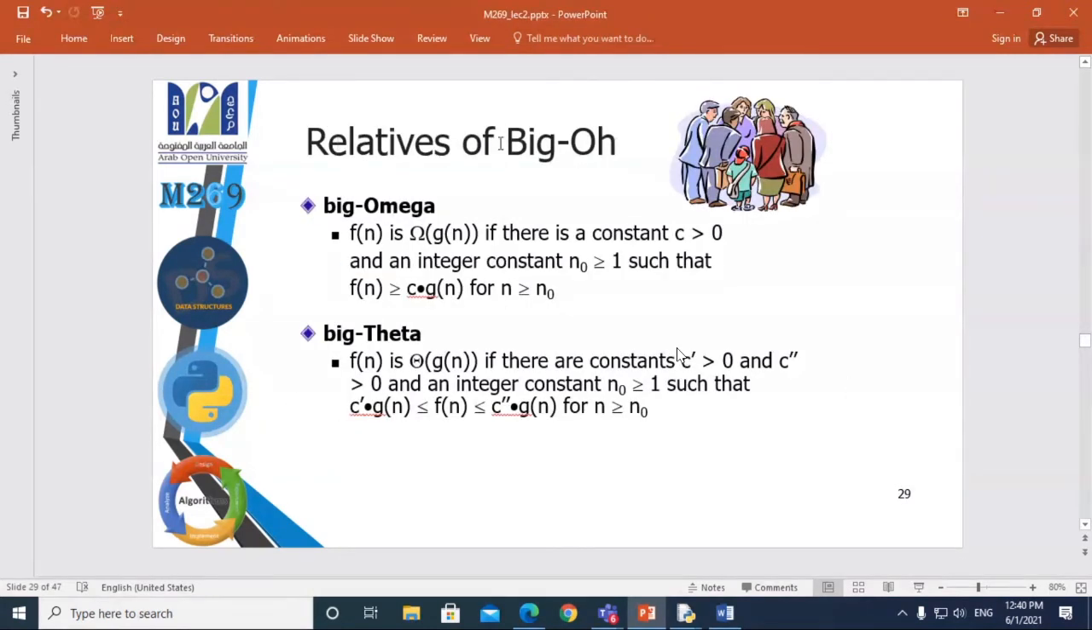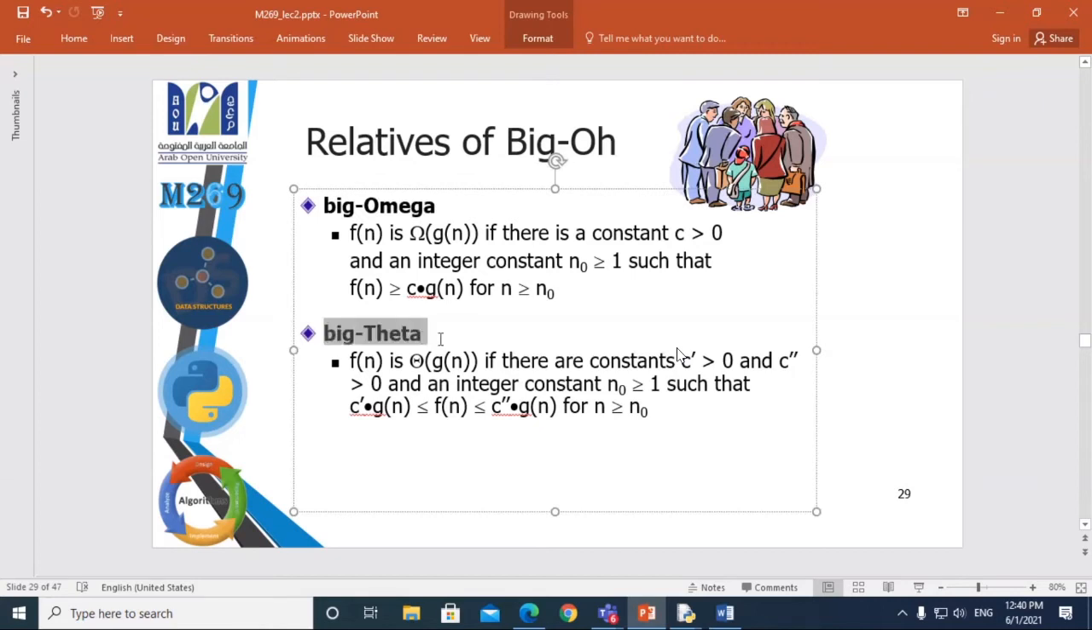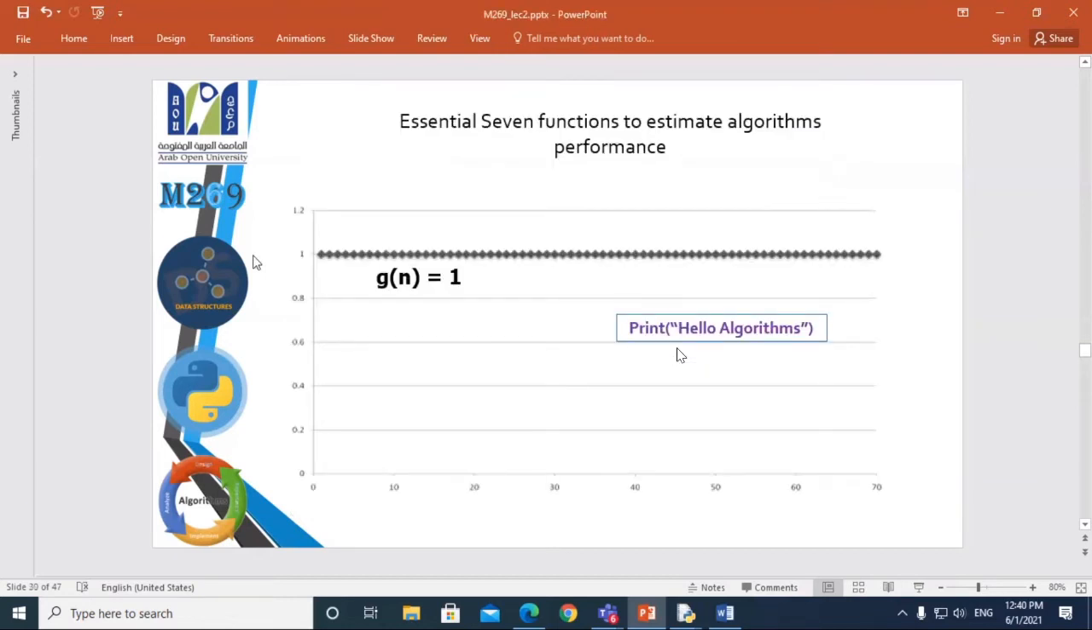Relatives of big O: in this course we will concentrate on big O. There are some relatives, like big omega and big theta. These are very special cases. You will see them, inshallah, until the end of the semester, but generally we will not take much care about them because they look at special cases.